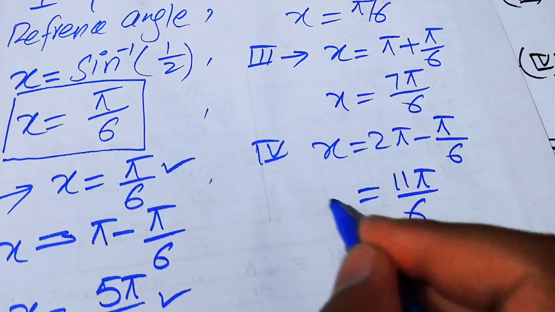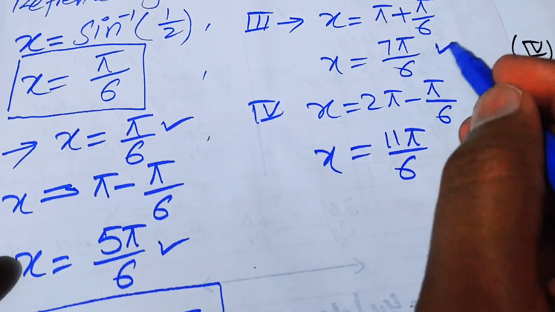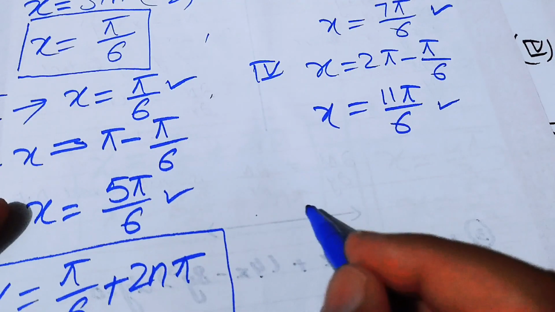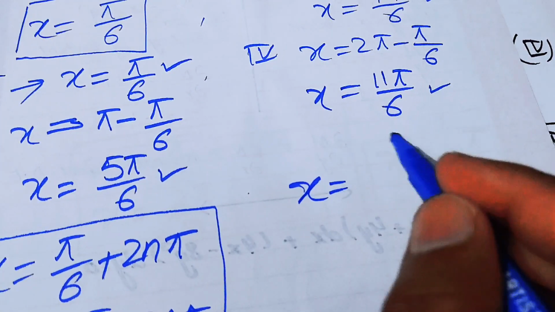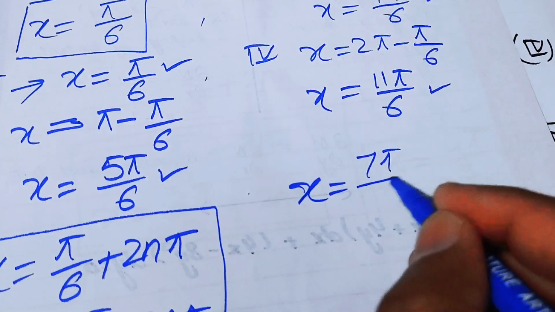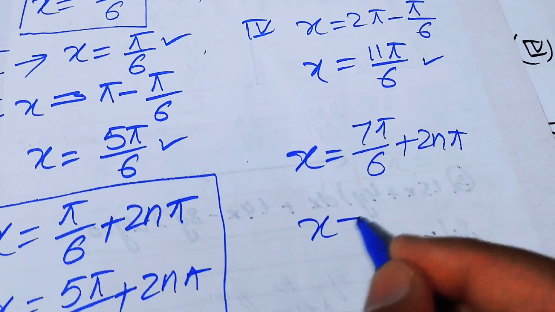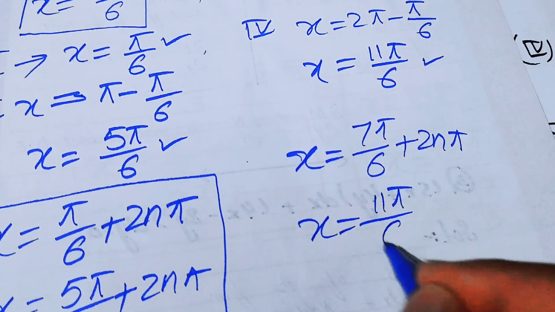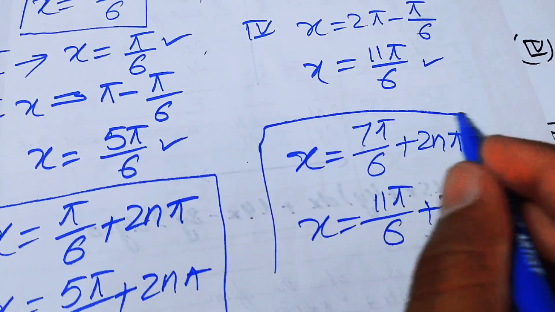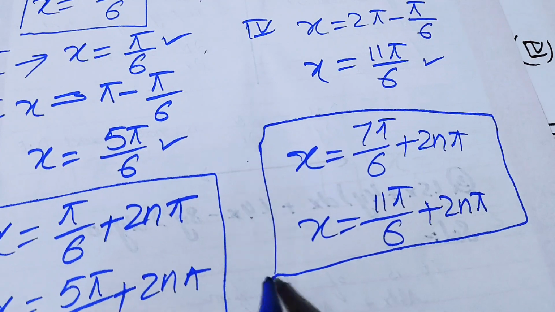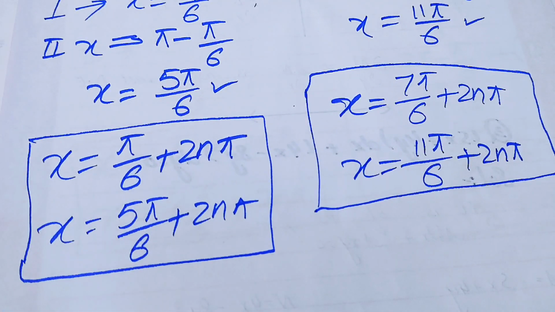We add the period of sine to both terms and you get the other two solutions of the given equation: x equals 7 pi by 6 plus 2n pi, and x equals 11 pi by 6 plus 2n pi. So these are the other two solutions. Here you have 8 solutions of this problem, and this is our final answer.